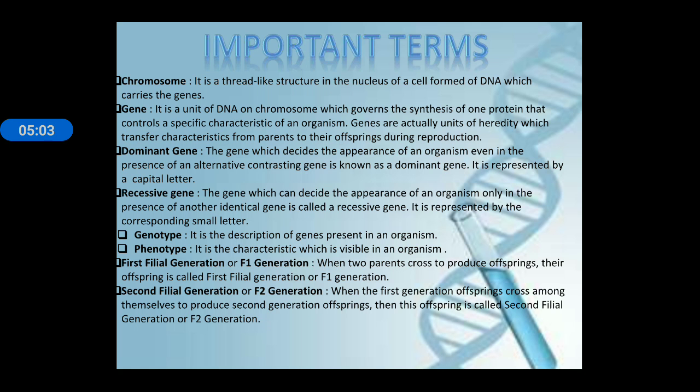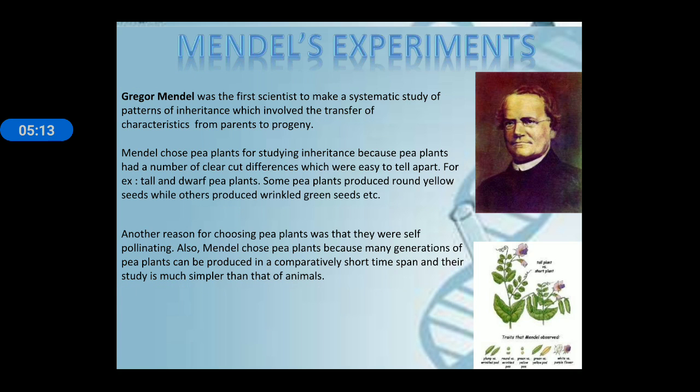When the first generation of offspring cross among themselves to produce the second generation, this is known as F2, or second filial generation. Next, Mendel plays a very important role in this chapter of biology, and Mendel is also known as the father of genetics. Gregor Johann Mendel was the first scientist to make a systematic study of how inheritance patterns form and how characters are transferred from parents to their next generation.